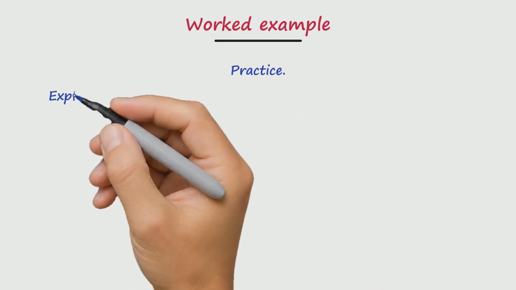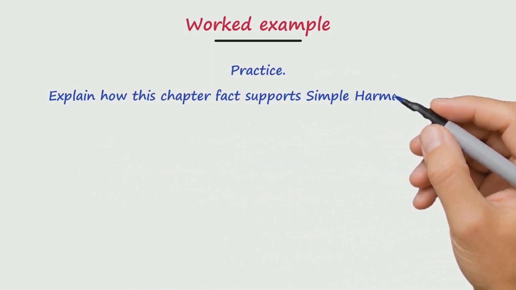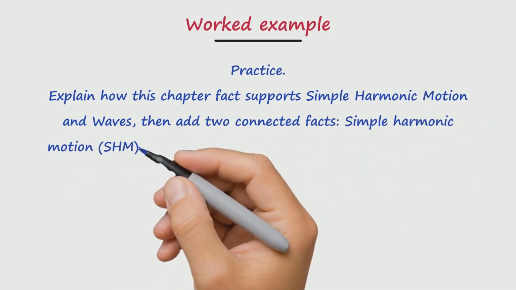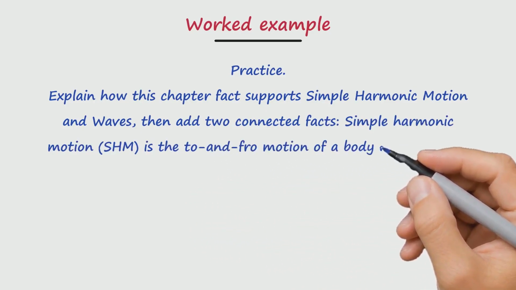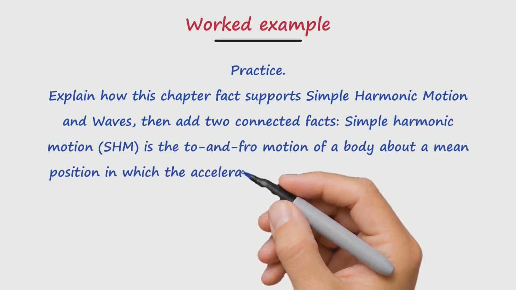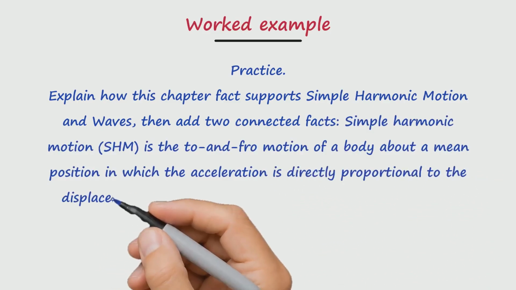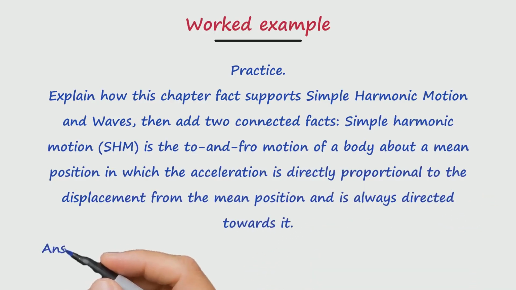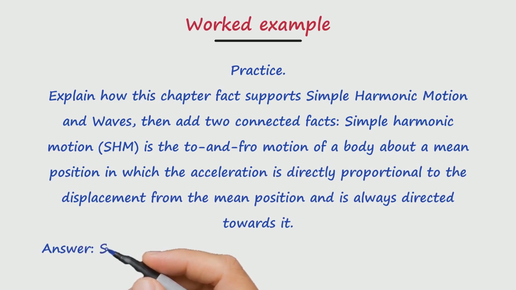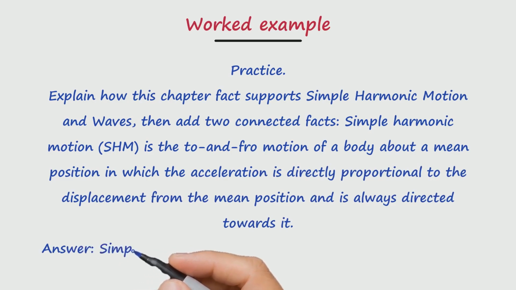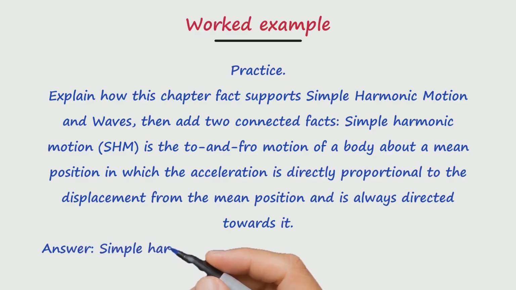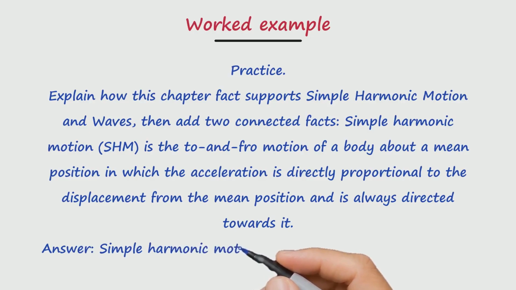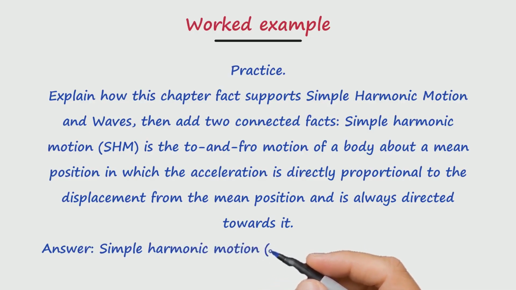Practice. Explain how this chapter fact supports simple harmonic motion and waves, then add two connected facts. Simple harmonic motion, SHM, is the to-and-fro motion of a body about a mean position in which the acceleration is directly proportional to the displacement from the mean position and is always directed towards it. Answer. Simple harmonic motion, SHM, is the to-and-fro motion of a body about a mean position in which the acceleration is directly proportional to the displacement from the mean position and is always directed towards it. Examples include a mass on a spring and a simple pendulum.